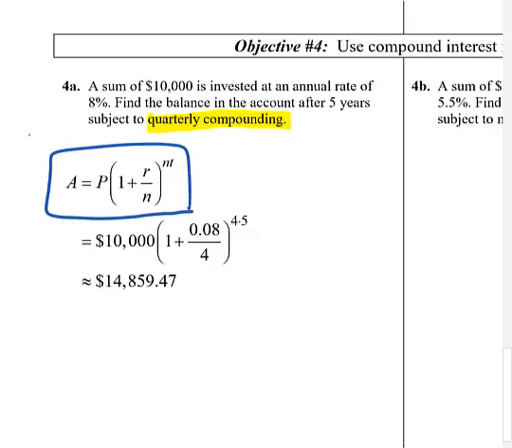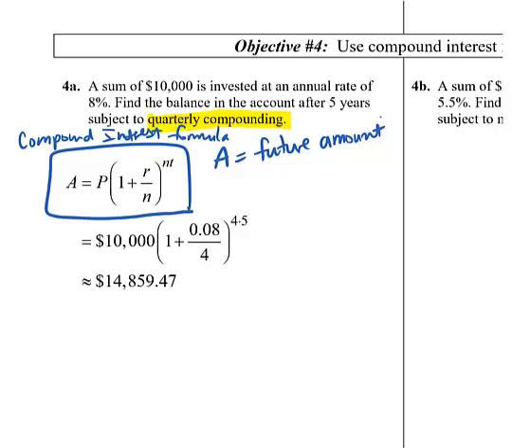Compound interest formula. So you might have seen this before, I don't know, but A stands for the future amount, like how much is your money worth in the future if it's a savings account, or how much do you owe in the future if it's a loan?